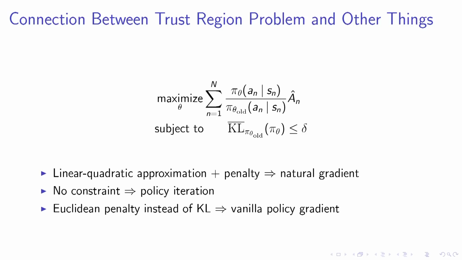And if you use a Euclidean distance to constrain your step instead of using a KL divergence, and then we do the linear quadratic approximation again, then we end up with just the vanilla policy gradient. You can just write it, go through the logic, and you'll come out with that result.